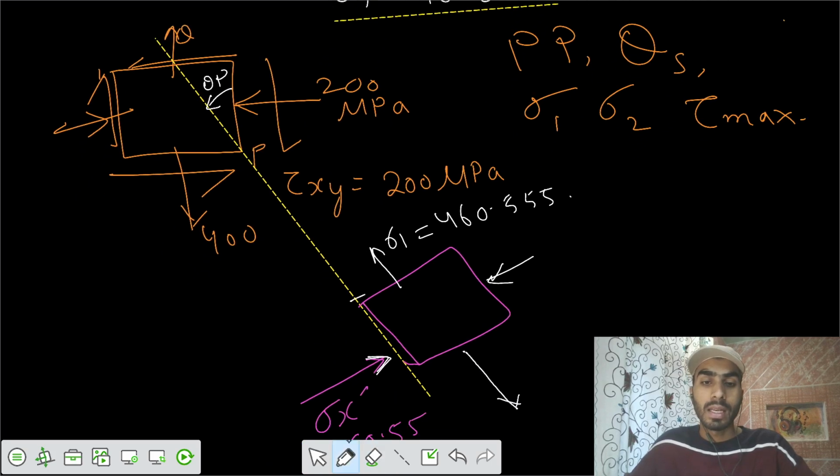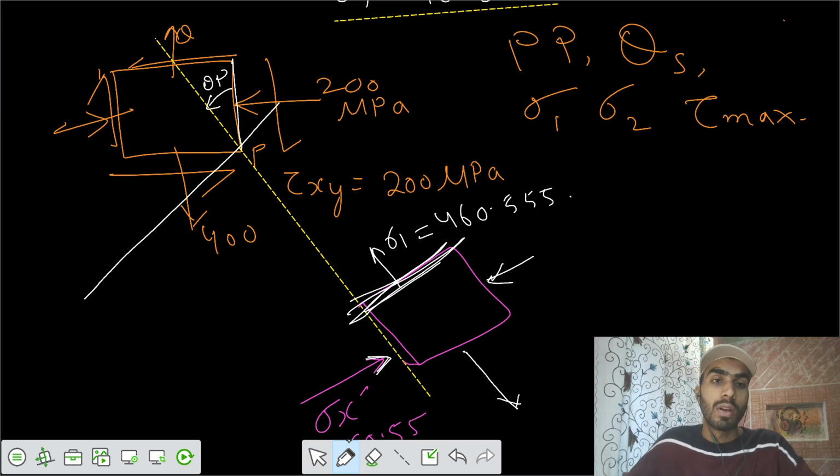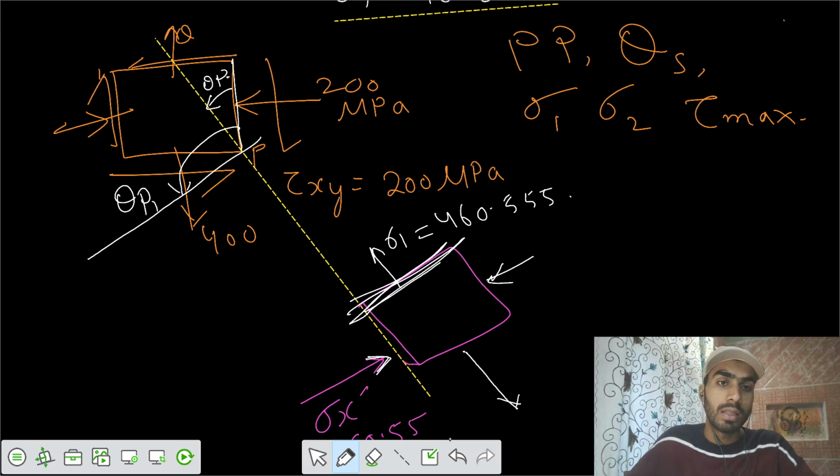So this plane is making an angle of 106.84 with respect to the vertical plane. So you have this plane with respect to this vertical plane. Your sigma 1 plane is making an angle of 106.84. We can write this one as theta p1, and this as theta p2.